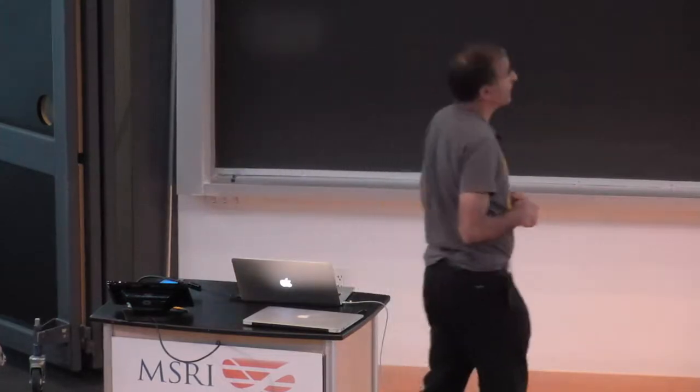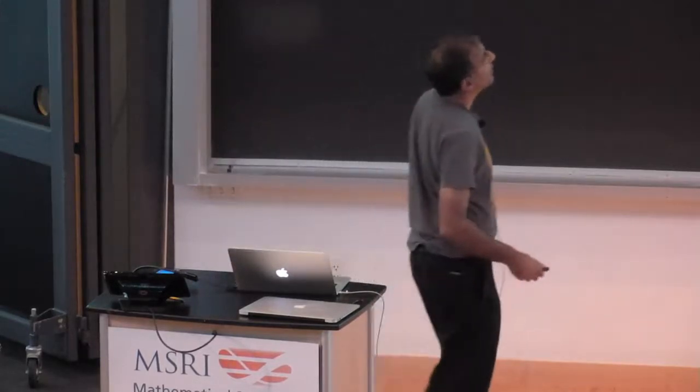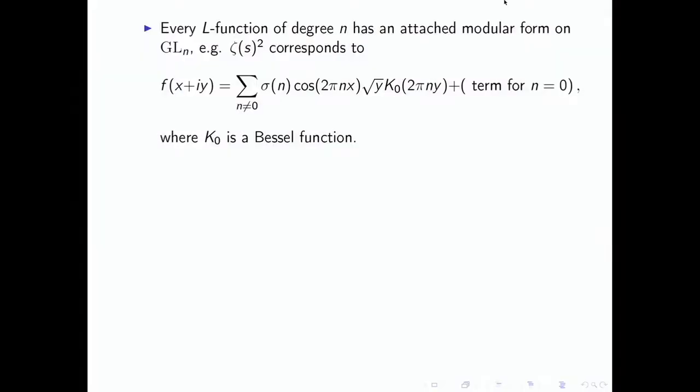Okay, so I want to begin by telling you about a problem in the theory of L functions which is not as well known as it should be, I think. So you've probably heard that any L function has a modular or an automorphic form attached to it. And so, for example, I've written there the modular form that corresponds to the square of the Riemann zeta function.